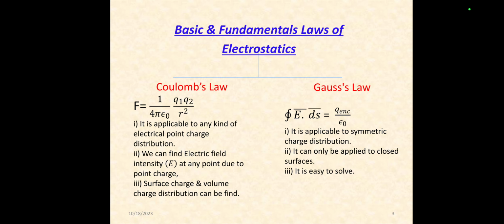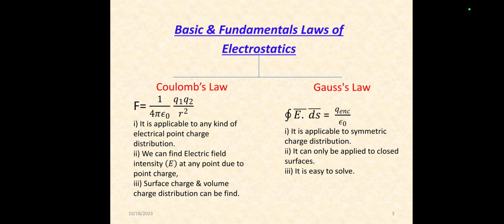And in Gauss's law, the integral form of Gauss's law is given as closed integral E bar dot dS bar is equal to q enclosed upon epsilon naught. Q enclosed means charge in the enclosed area. Okay, so Coulomb's law is applicable to any kind of electrical point charge distribution. That means it is used for any type of charge distribution, random, non-uniform or uniform charge. Gauss's law is applicable to symmetric charge distribution. If there is any charge symmetry, then Gauss's law will be applicable.